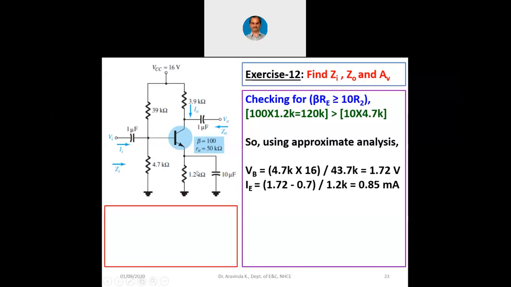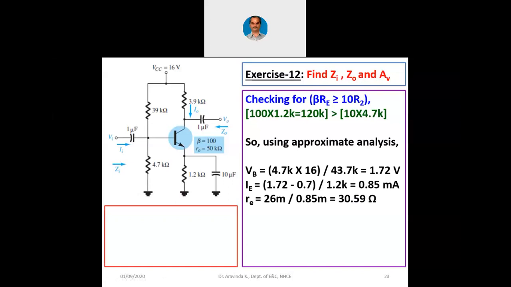So we get VE here. VE is nothing but VB minus VBE. So 1.72 minus 0.7 divided by 1.2K, we get the value 0.85 milliampere. When we get IE, we can easily find out re. 26 millivolts divided by 0.85 milliampere equals 30.59 ohms. So we got this re now.